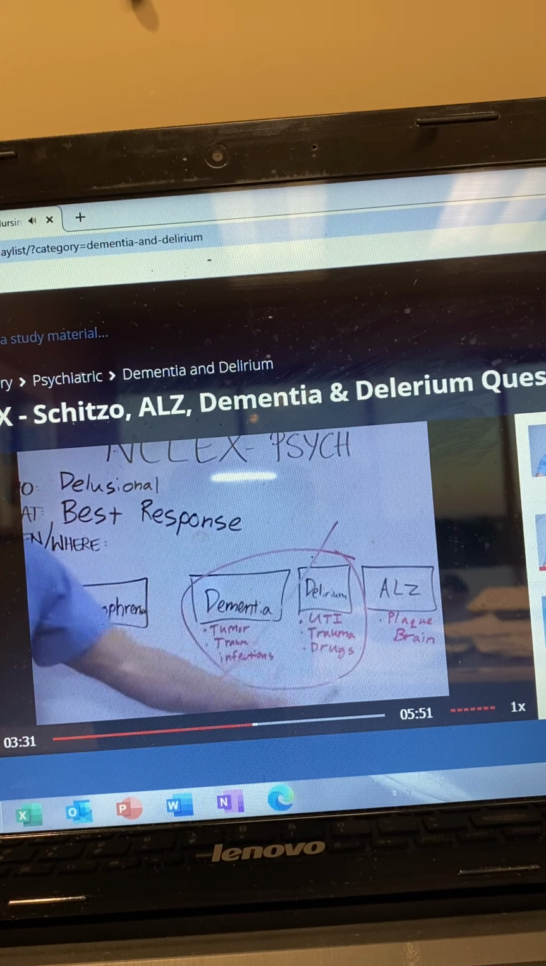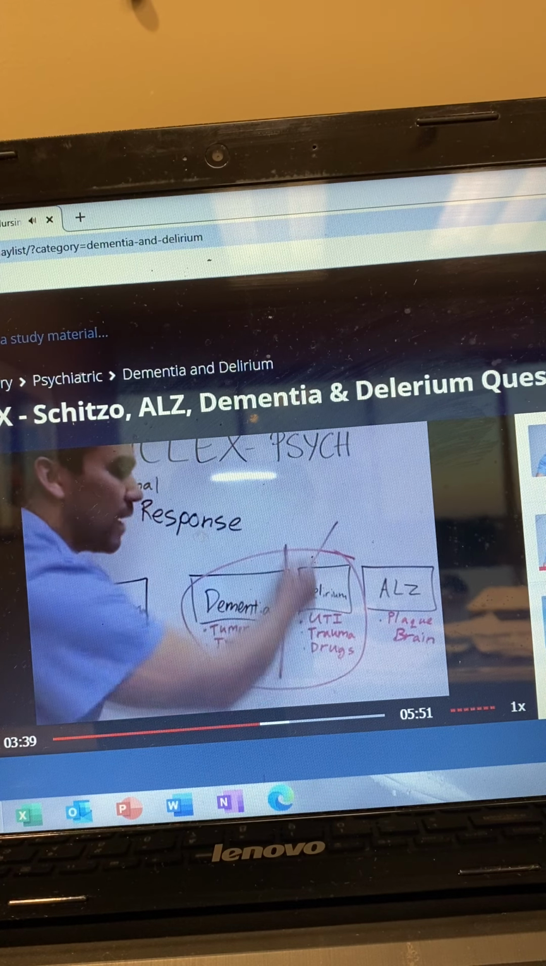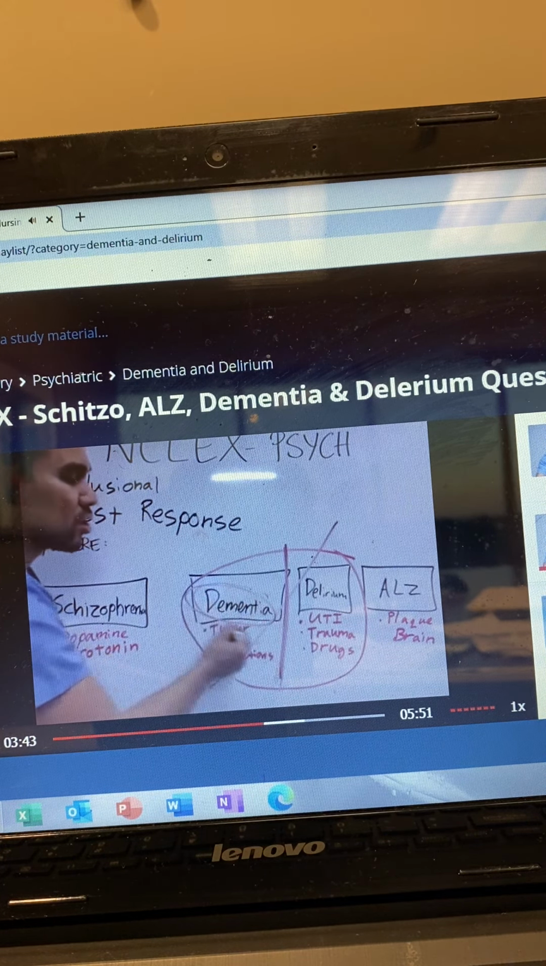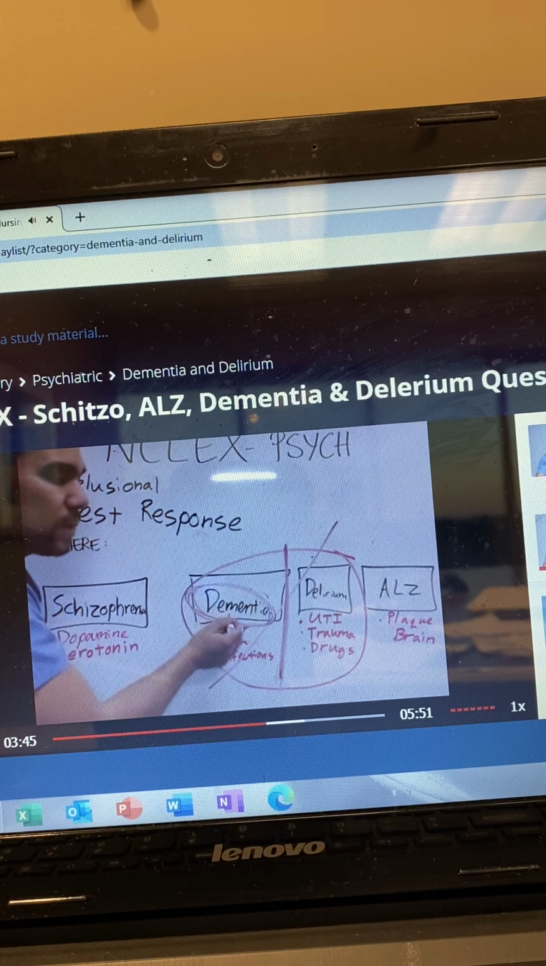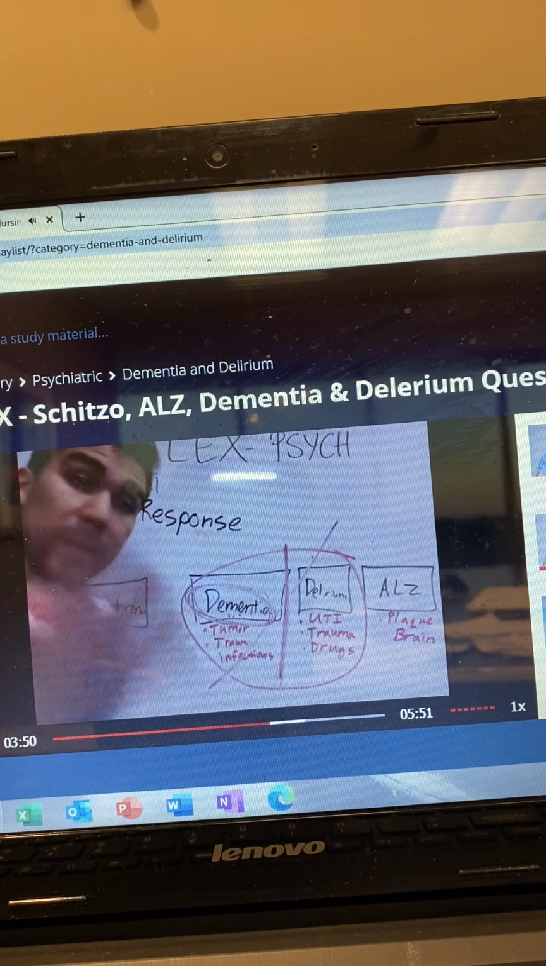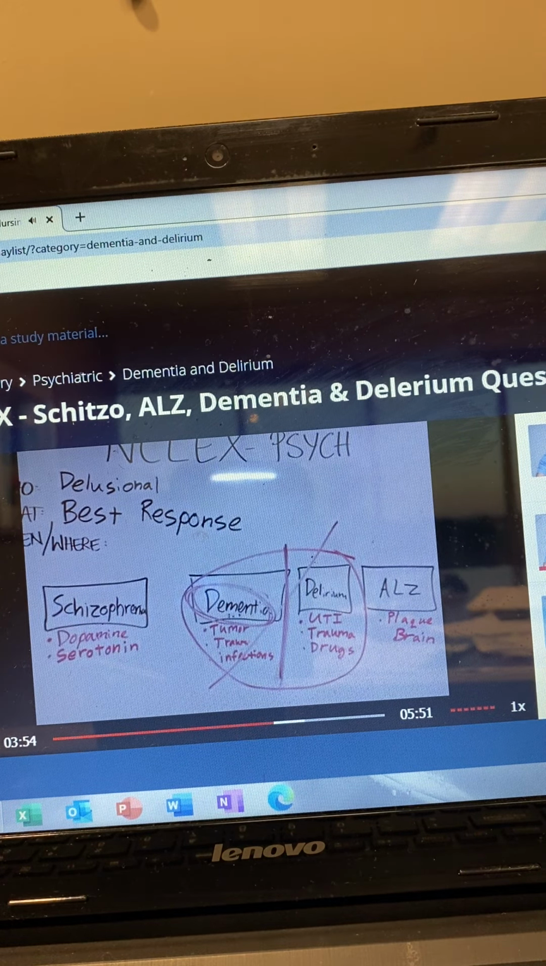Delirium is very short-term: UTI, trauma, drugs, tumors, infection. The only thing different between delirium and dementia is that dementia is longer term, usually happening with our elderly patients. Delirium, you probably have had delirium if you take too many shots at your local pub or whatever.